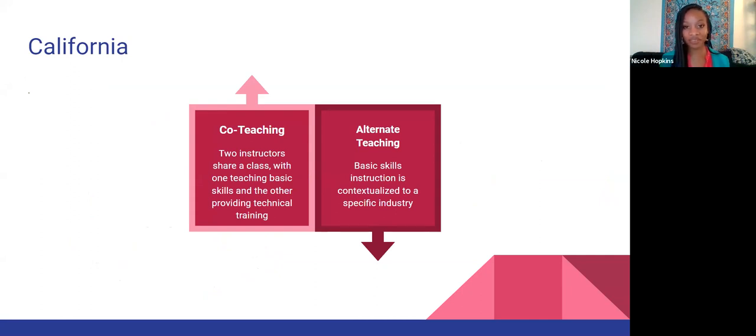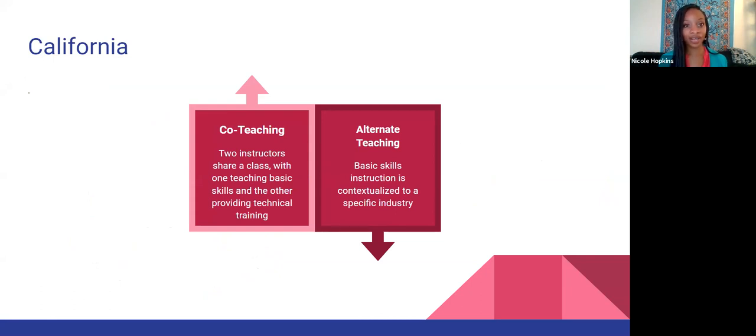California is one of the states that I mentioned that referenced Washington and IBEST as a model that they utilized in the development of their IETs. And so there were two different examples that they gave. The co-teaching one is where you've got those two instructors sharing a classroom, one teaching that basic skill and the other providing the technical training.